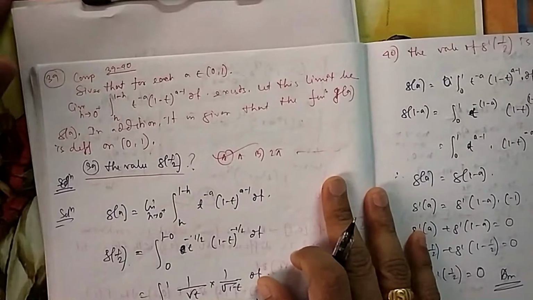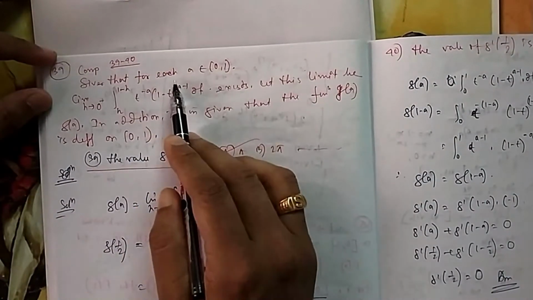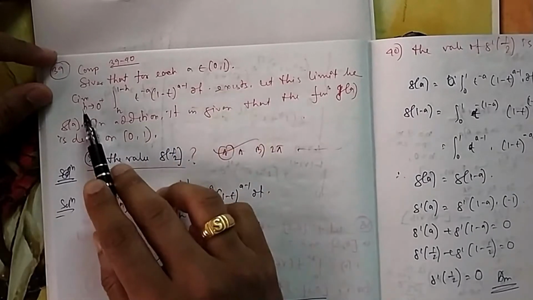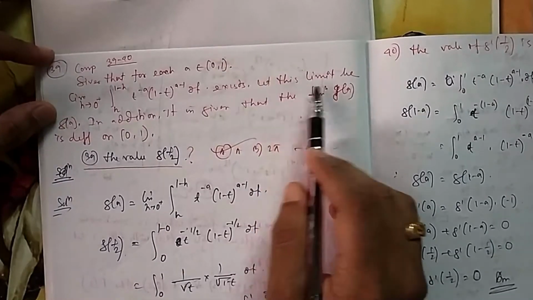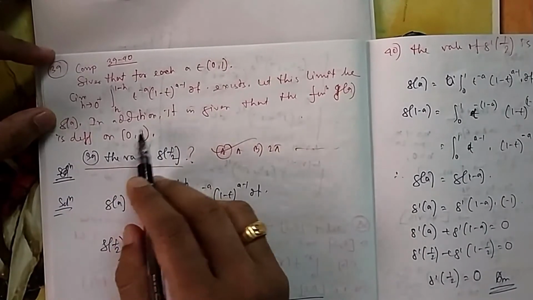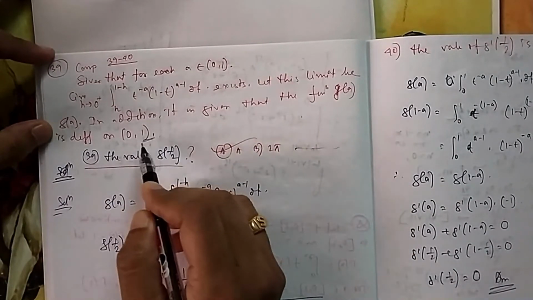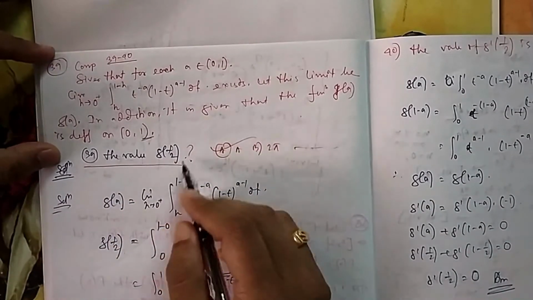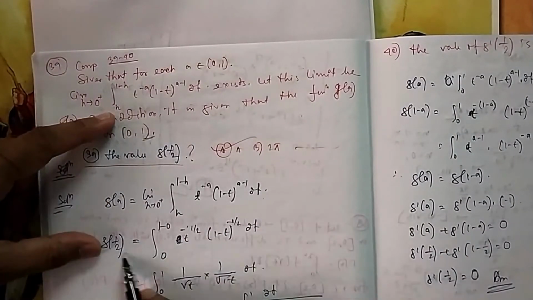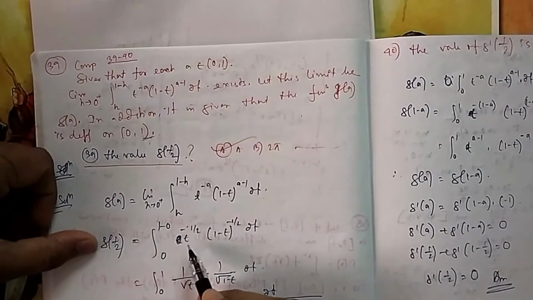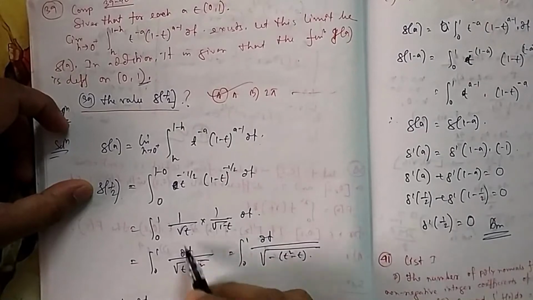Next, if you come to 39, it is a common question for 39 and 40. Given, for each a between 0 and 1, the limit as h tends to 0 plus of this integral from h to 1 minus h. This is given. Let the limit be g(a). In addition, it is given that the function g(a) is differentiable on 0 to 1. Then find the value of g(half). So a is given this one. So what will be g(half)? Instead of a, you put half.